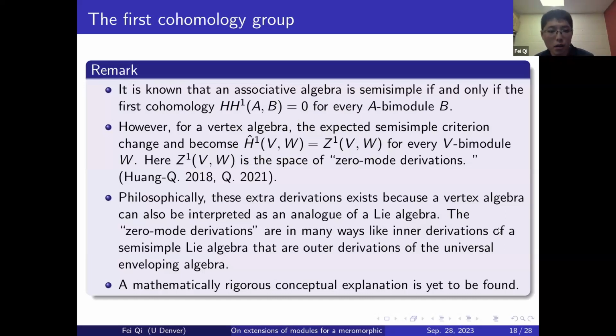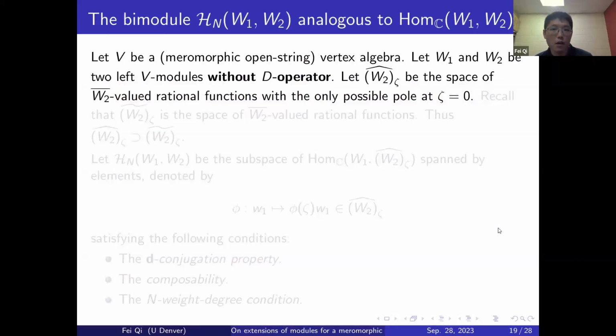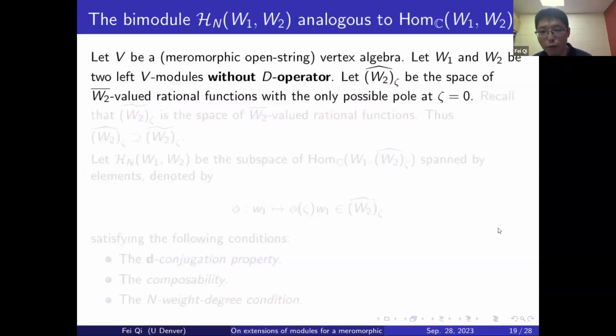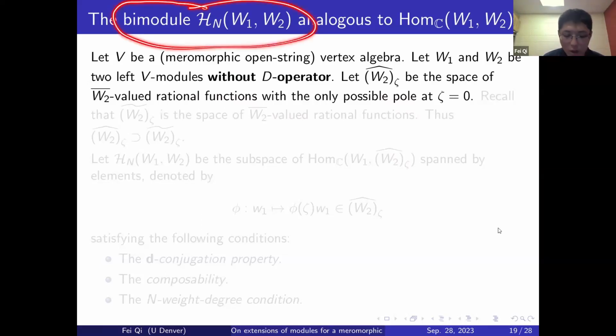Okay, so now let me come back to the extensions, or the cohomology. Because I'm left with about 15 minutes, let me just go over the computation really quickly. The main technicality is to develop a bimodule for a meromorphic open-string vertex algebra that is analogous to the space of linear maps. And this is what we should do.